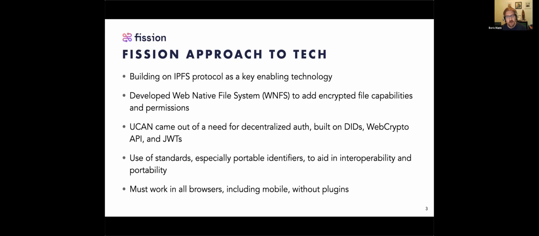UCAN, which Ben will go into in more detail, came out of a need for decentralized auth, built on DIDs, the browser WebCrypto API, and JSON Web Tokens. So all of these things is us, and by us I mean Brooke, inventing tech to solve very particular problems as we worked our way up the stack.